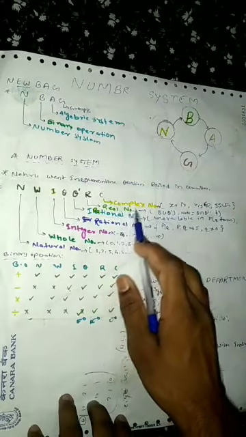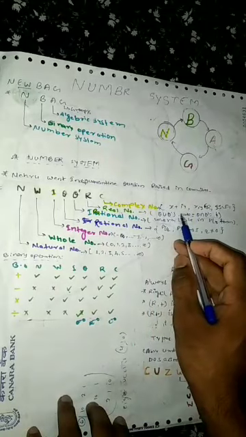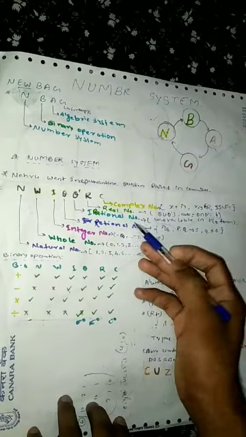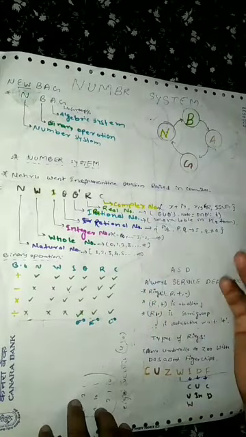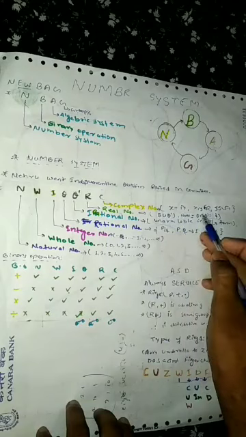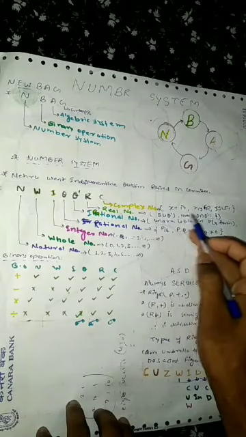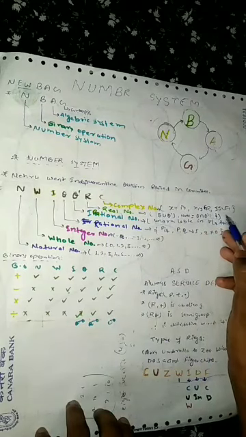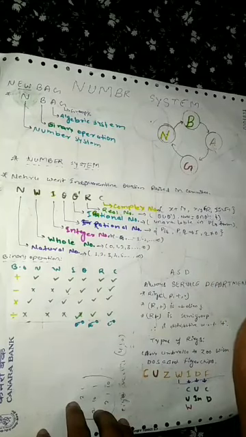And then the last one is complex numbers. A complex number is a union of real numbers and imaginary numbers, where we write it as x plus iy, where x and y are real numbers and i is the imaginary number, and its value is root over minus 1. So this is all about number systems.